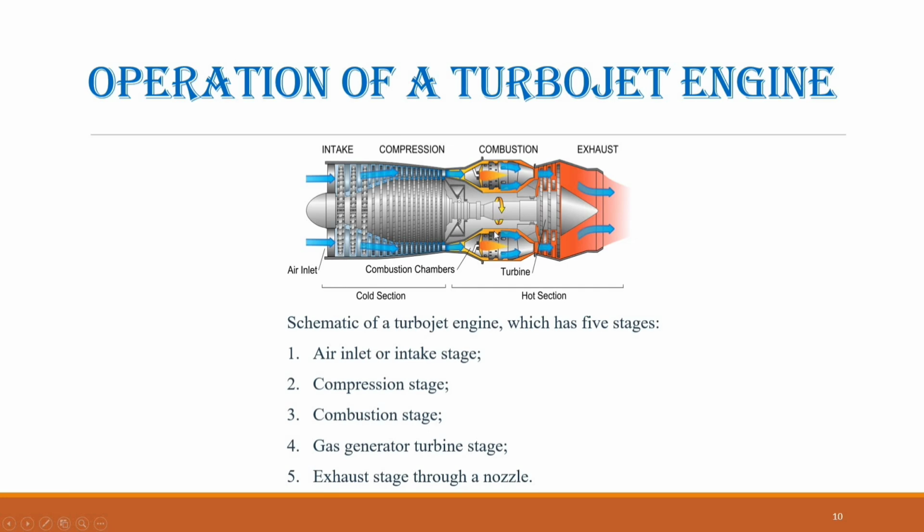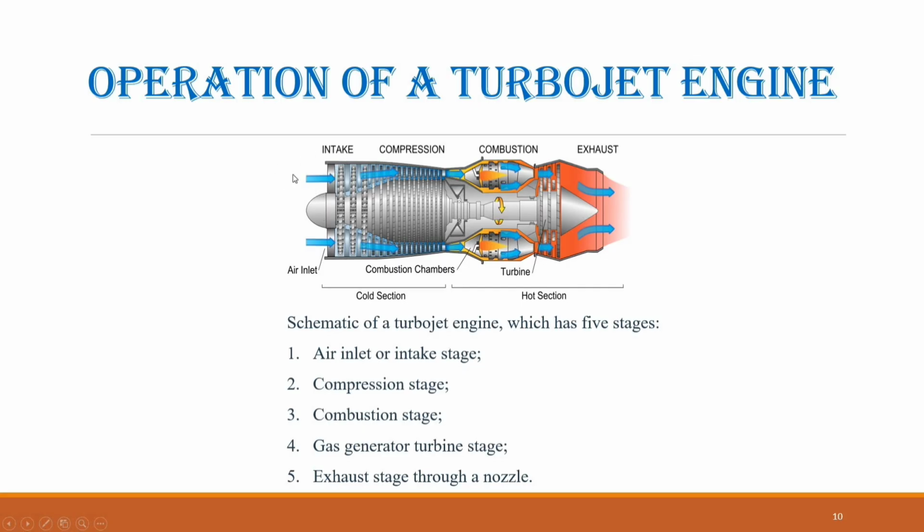The operation of a turbojet engine can be understood in terms of the Brayton cycle, a thermodynamic cycle that governs gas turbine performance. The operation can be divided into 5 primary stages. 1. Air intake stage.